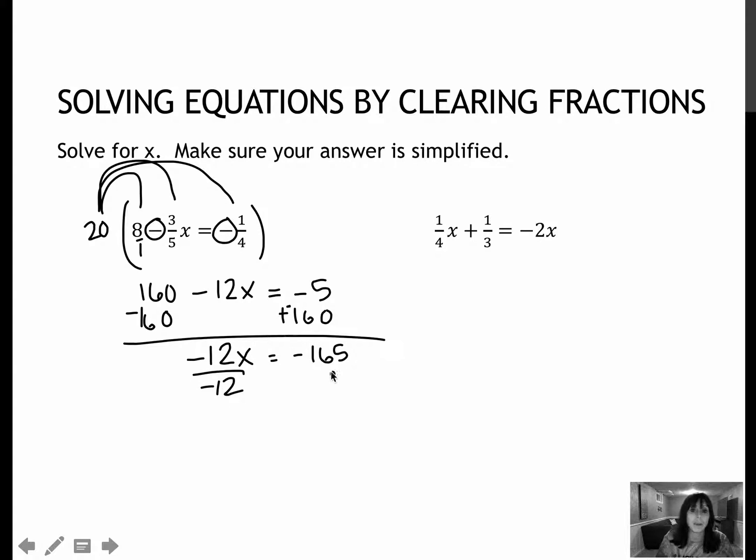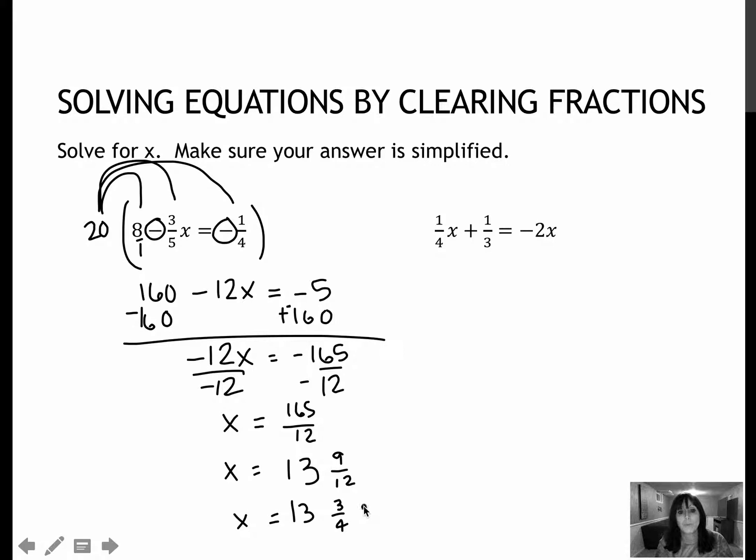I'm going to divide by -12 to get x by itself. And of course that gives me 165 over 12. And I will take 12 into 165, which hopefully is 13. And then that would leave me with 9 12ths left over, and 9 12ths would then reduce to 3/4, which is the same answer that we had before.